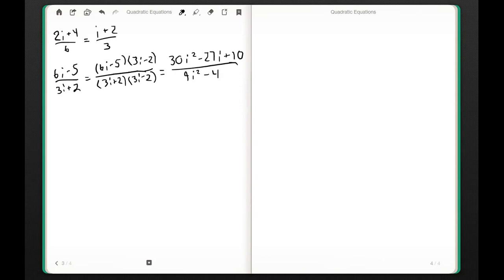Now we're still left with some i squared, so we want to eliminate those. So 30i squared will be negative 30. Add that to the 10, and we'll be left with on top negative 27i minus 30 plus 10, so minus 20. And the bottom will be negative 9 minus 4, which is negative 13.